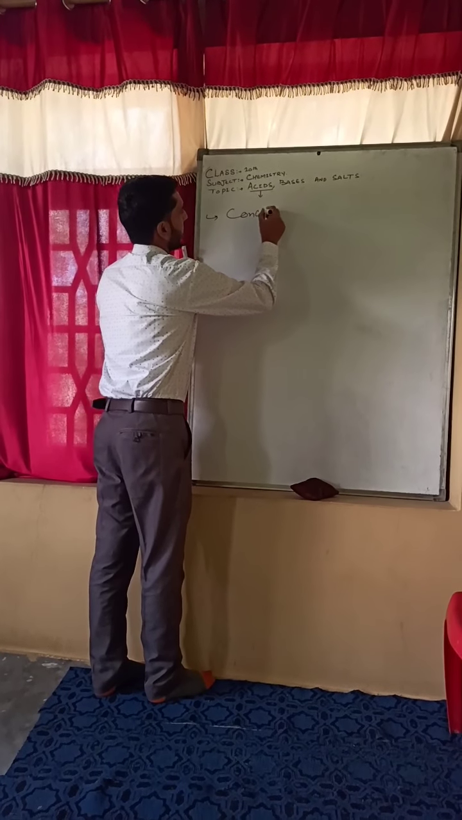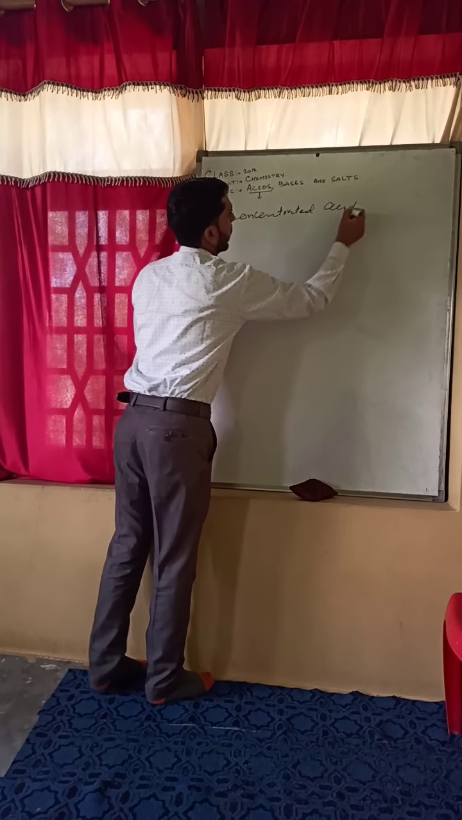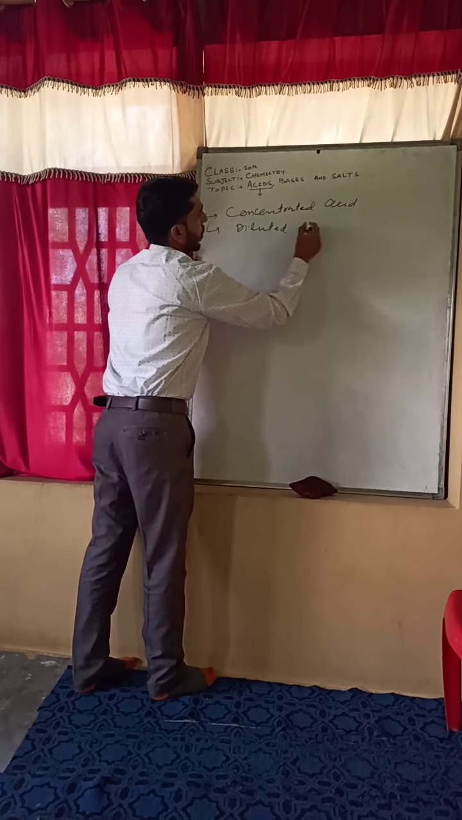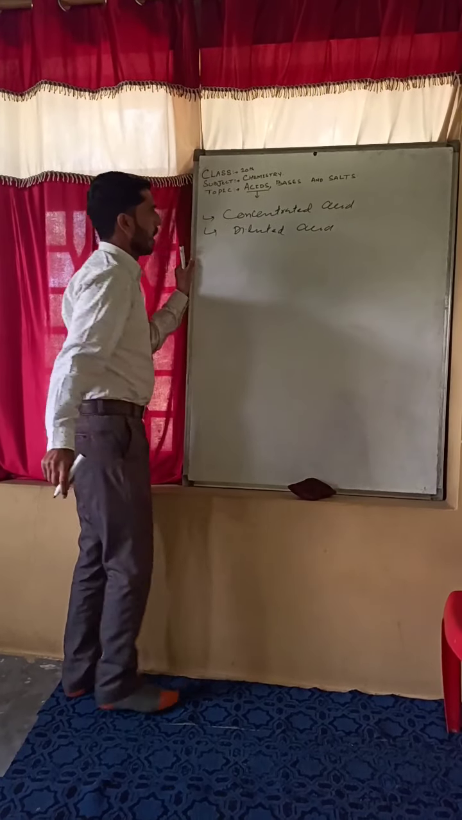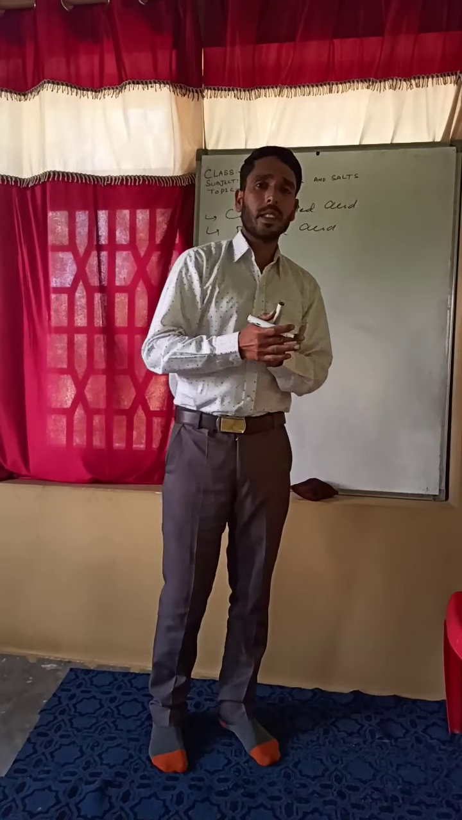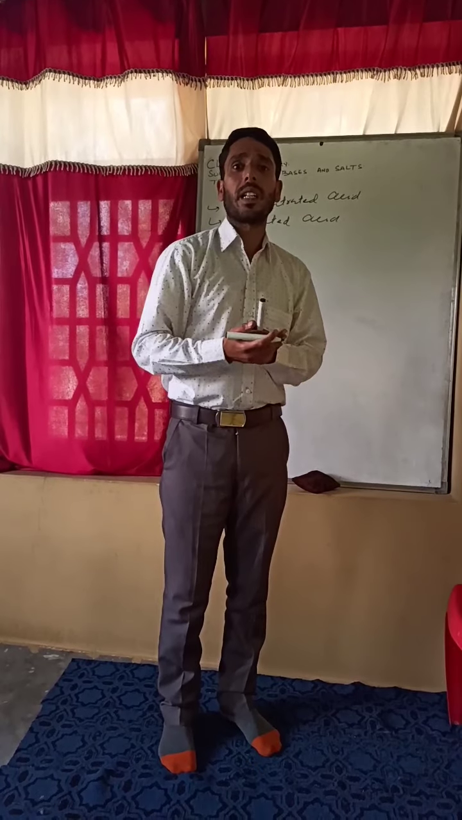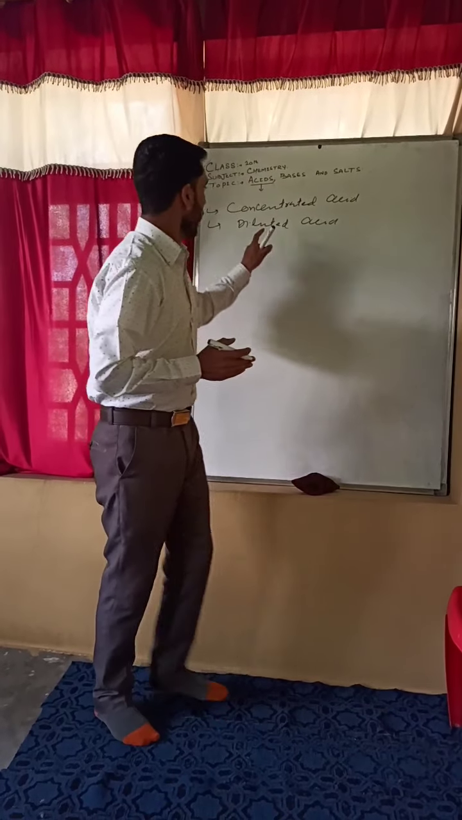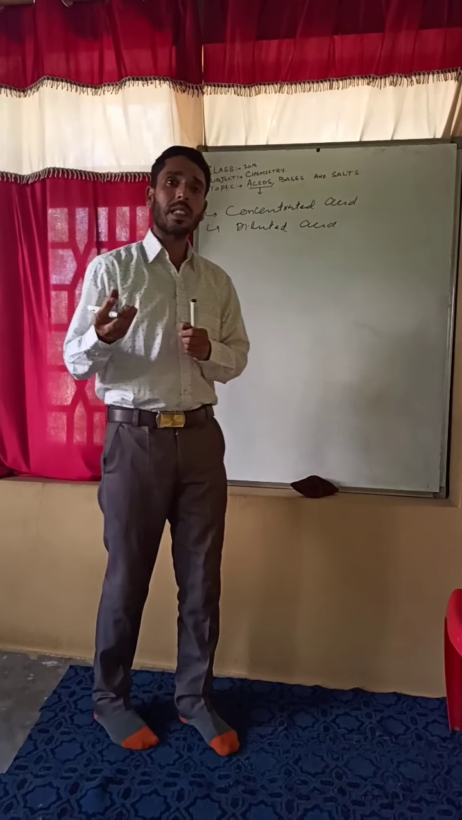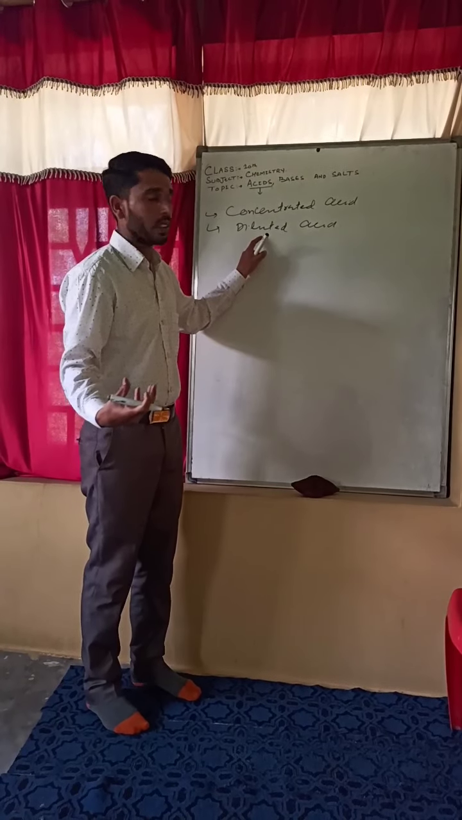That is concentrated acids. Then we have diluted acids, or dilute acid we can say. What are concentrated acids? You write down. Concentrated acids are those acids which contain more quantity of acid as compared to water. Dilute acid is the opposite of this. In dilute acid, the concentration of water is more in quantity, whereas acid is in less quantity.